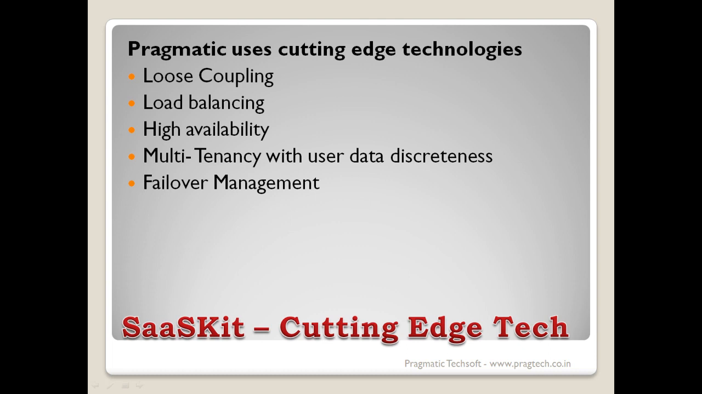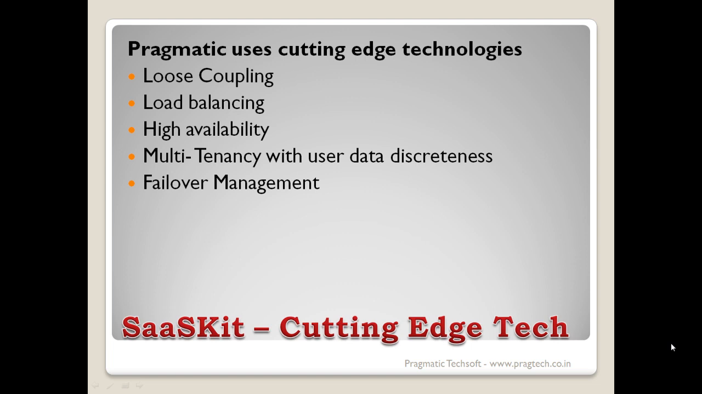Having seen the details of how the Saaskit works, let's see what makes Pragmatic Saaskit different from the normal Odoo and the way SaaS is delivered. Pragmatic uses cutting-edge technologies like loose coupling, load balancing, high availability, multi-tenancy with user data discreteness, and failover management to make it more effective. Now, what is loose coupling?